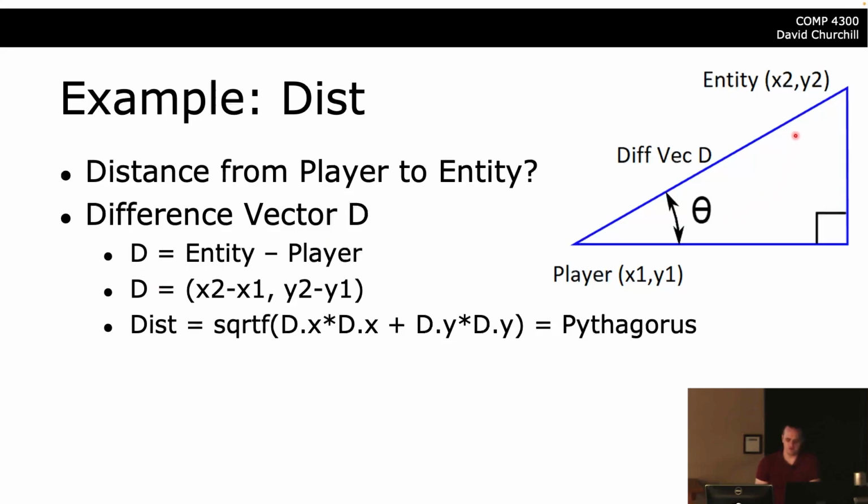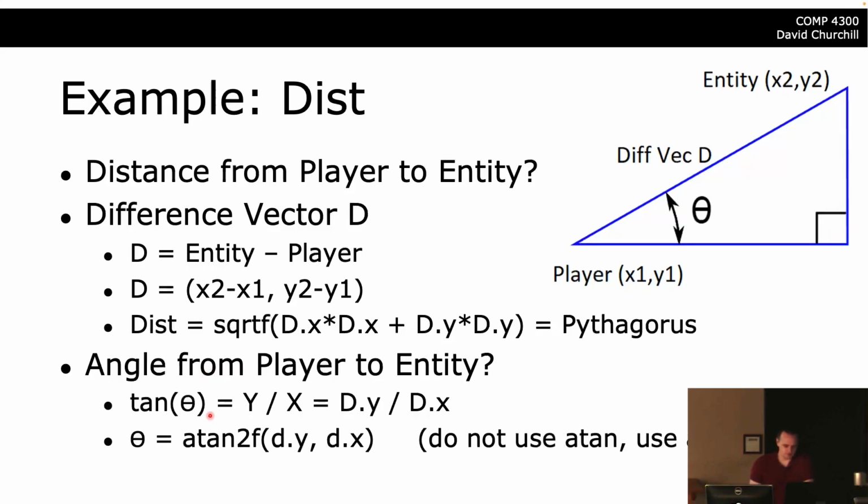That is this difference vector, d. So that's the vector of the x and y change. And now what we do is we just apply the Pythagorean theorem to get the distance. So it's the square root of the x's squared plus the y's squared. That's it. And make sure you're using square root f. That is just the floating point square root function.